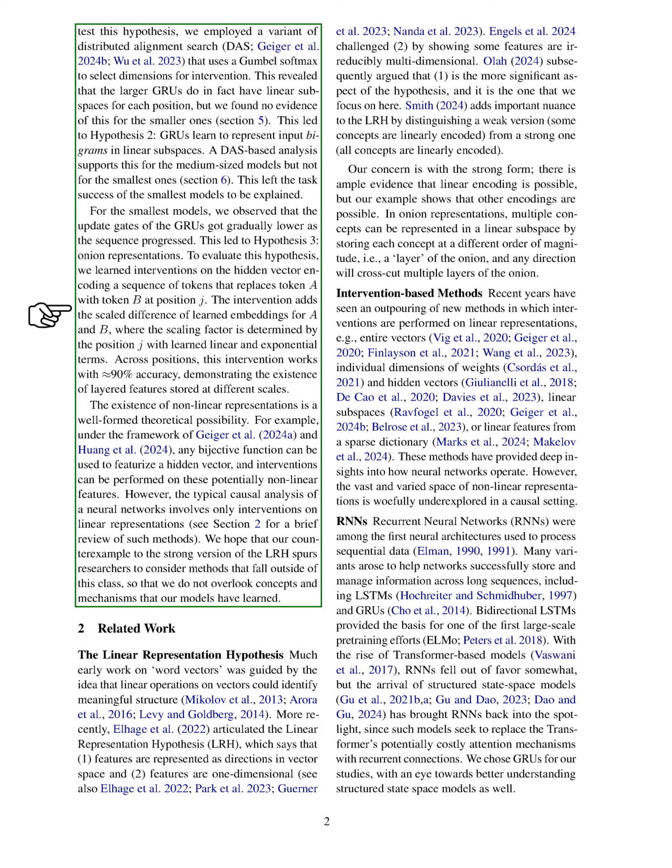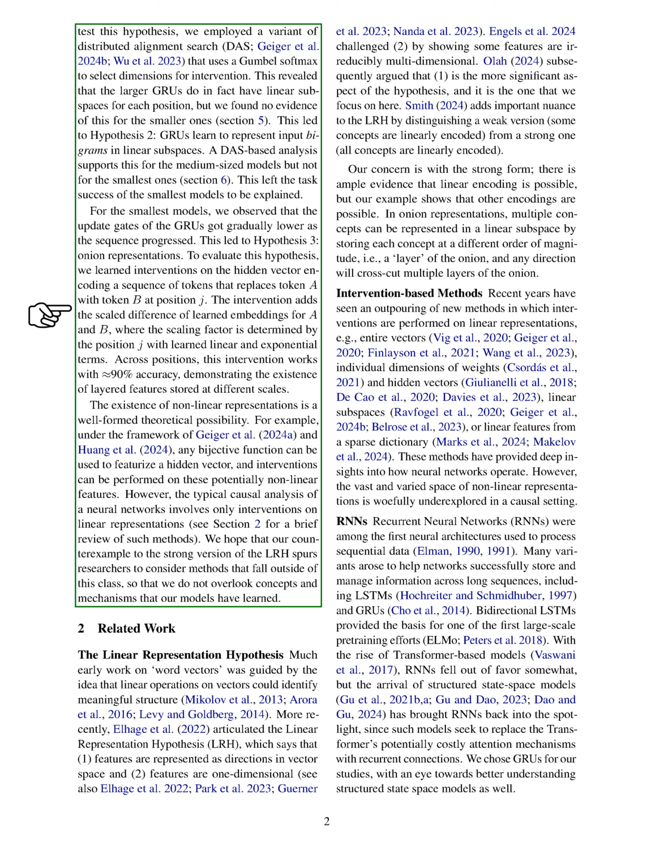We then focused on explaining the task success of the smallest models, where we noticed that the update gates of the GRUs decreased as the sequence progressed. This observation led us to our third hypothesis, onion representations. To evaluate this, we conducted interventions on the hidden vector encoding a sequence, replacing one token with another at a specific position. The intervention added a scaled difference of the learned embeddings for the two tokens, with the scaling factor based on the position. This method achieved about 90% accuracy across positions, indicating the presence of layered features stored at different scales.